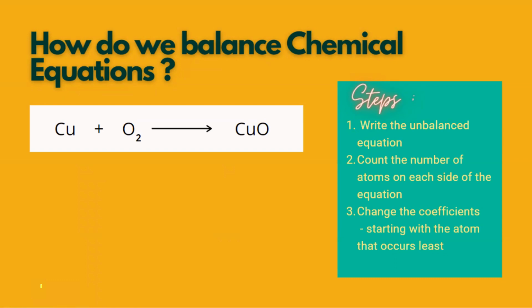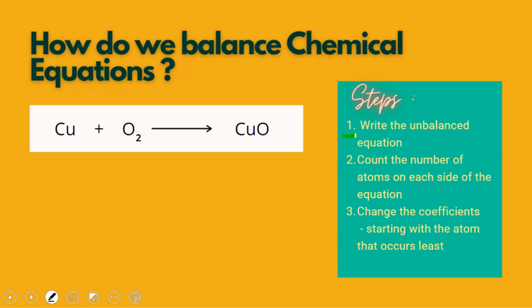Now, how do we actually balance chemical equations? The first step is to write the unbalanced equation. Here, we have a simple example of an unbalanced equation for the formation of copper oxide from copper and oxygen.